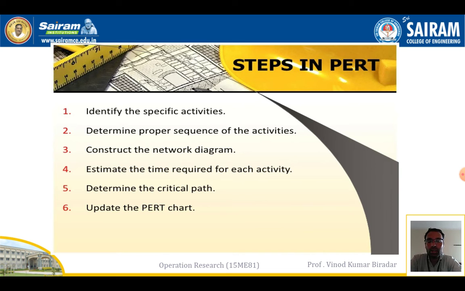So make a note of that on each activity. Then determine the critical path, which is the best way to complete the job in the fewest number of days. The last one is to update all the values, calculate all the values, and put them in the given chart. Okay, so these are the steps in a PERT diagram.